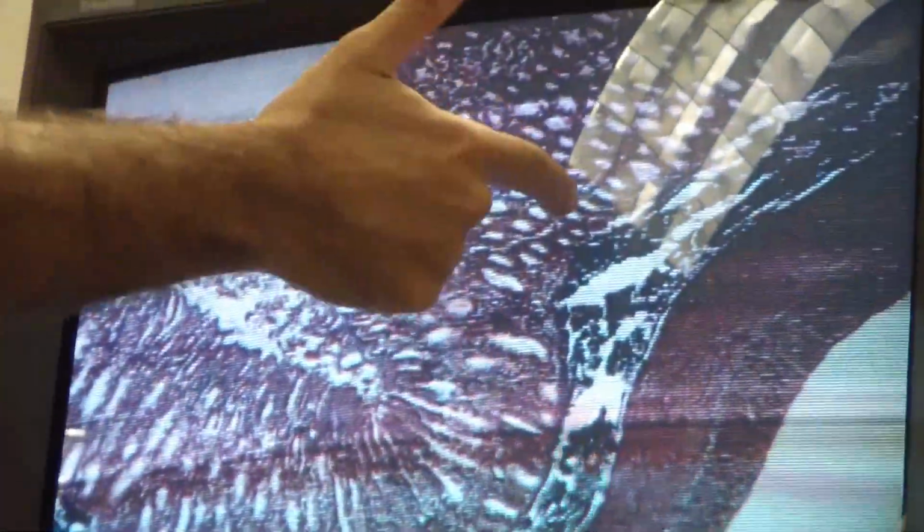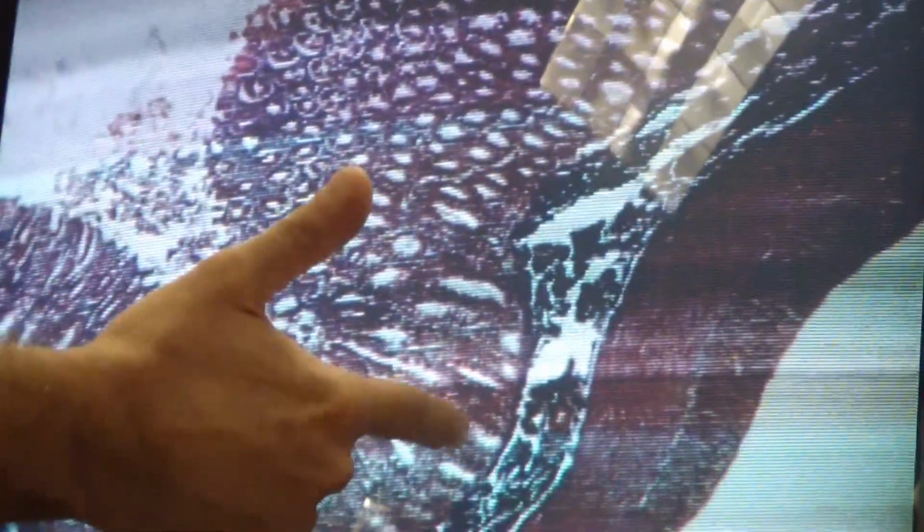This is the mucosa. That's the submucosa. And this is the muscularis externa, with circular and what? Longitudinal. And then serosa, adventitia.